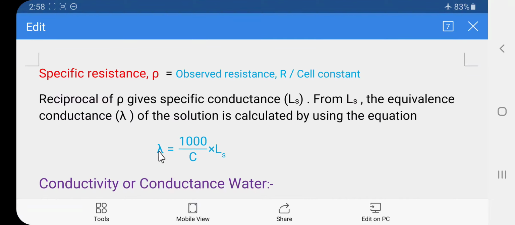So friends, this is the method for the determination of the equivalent conductance of the solution. There are various steps. The first step is to determine the cell constant. The second step is to determine the specific resistance. The third step is, from the specific resistance, to find the specific conductance, and then directly substitute the value of the specific conductance as well as the concentration of the solution, and we can determine lambda, that is the equivalent conductance.